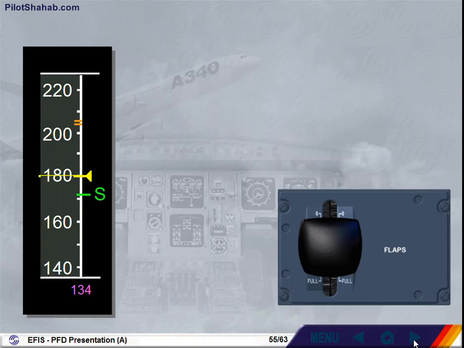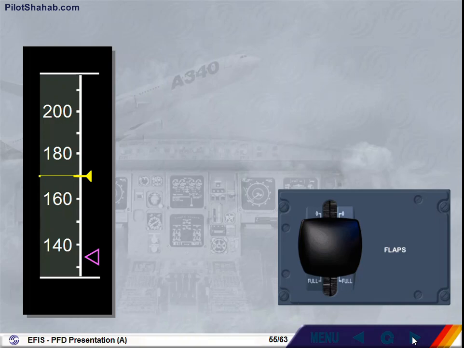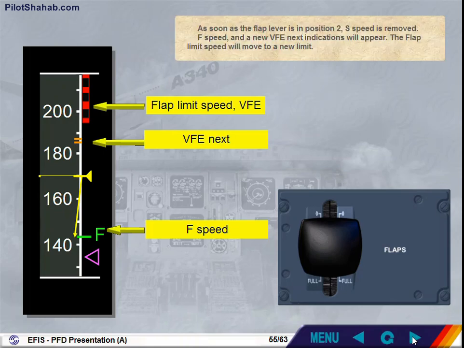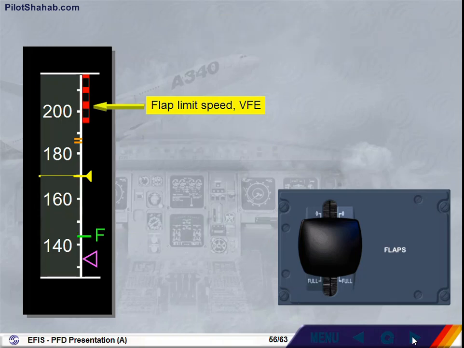As soon as the flap lever is in position 2, S speed is removed. F speed and a new VFE next indications will appear. The flap limit speed will move to a new limit. Notice that the approach speed target, VApproach, has now appeared as a magenta triangle. The aircraft will continue decelerating towards F speed.